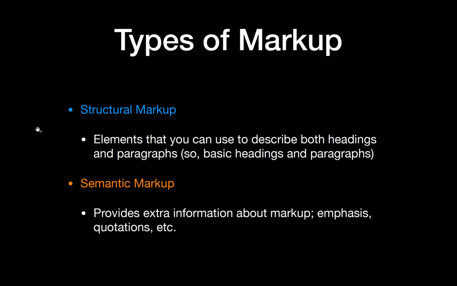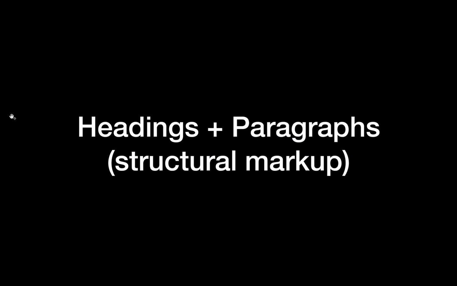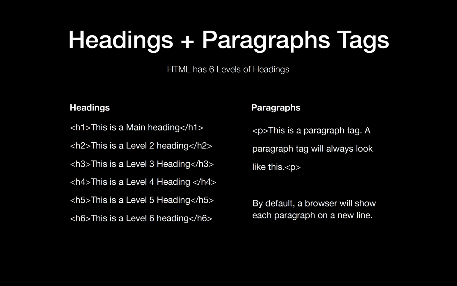That is semantic. So structure is establishing your hierarchy in your site, right? This is the header, this is a paragraph, this is a bulleted list. And then semantic might give extra information about what you have set within your structure, okay? So headings and paragraphs, again, are structural markup. I want to break this down a little bit further and show you what your options are.